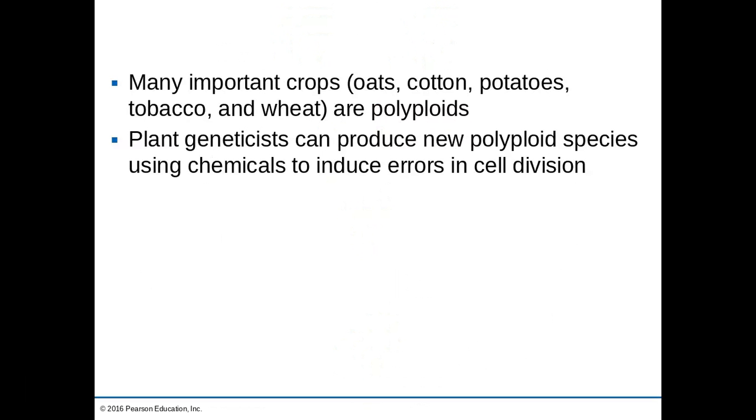So there's lots of crops that are polyploids, and we actually have plant geneticists that work together to produce new polyploid species in the lab, where they use chemicals to cause errors in cell division and create new polyploids.